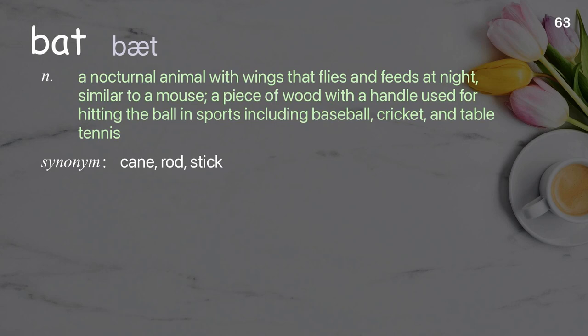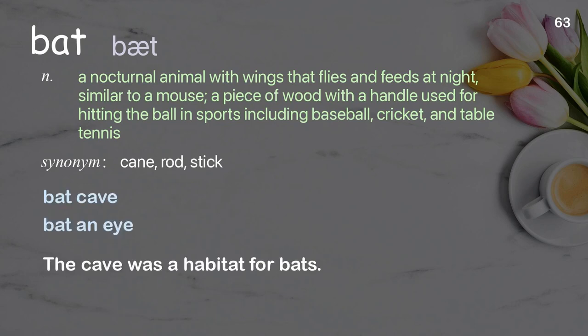Bat. A nocturnal animal with wings that flies and feeds at night, similar to a mouse; a piece of wood with a handle used for hitting the ball in sports including baseball, cricket, and table tennis. Examples: bat cave, bat an eye. The cave was a habitat for bats.